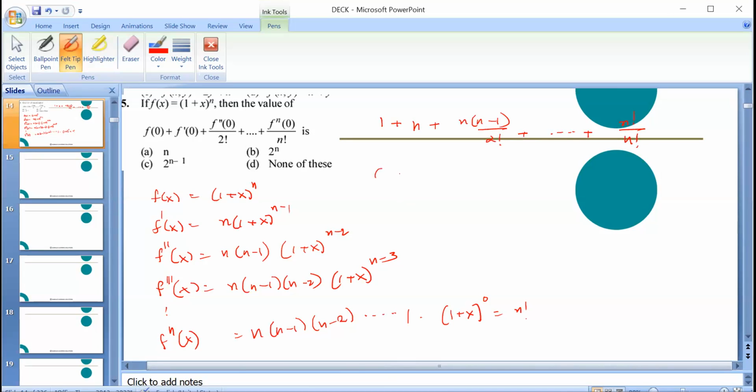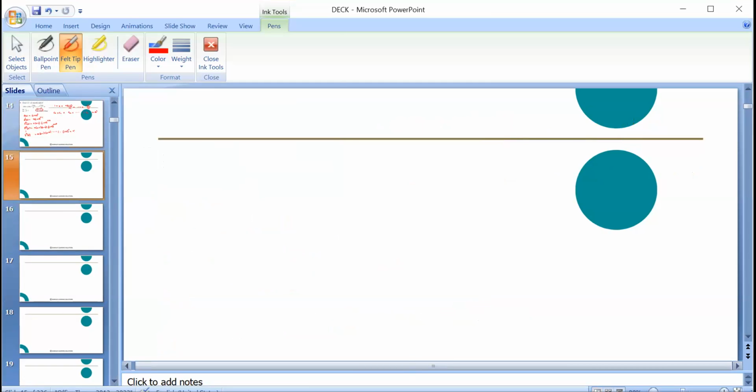So this is C0, this is C1, this is C2. So on up to Cn is 2 power. So option B is. Let's go to question number 60.